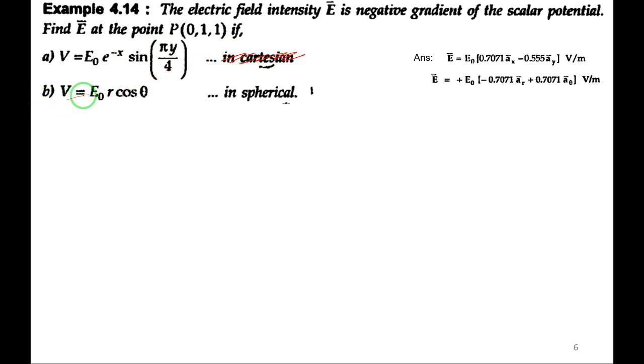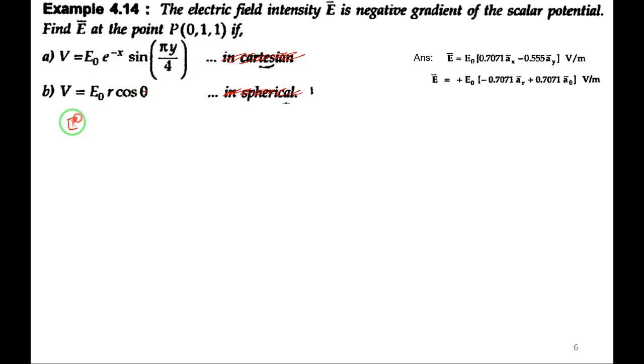Just observe this: r and theta are coming, V is equal to E naught r cos theta. So this is in spherical system. Just by looking at this, we should understand it is in spherical system. So it is asked to find out E.